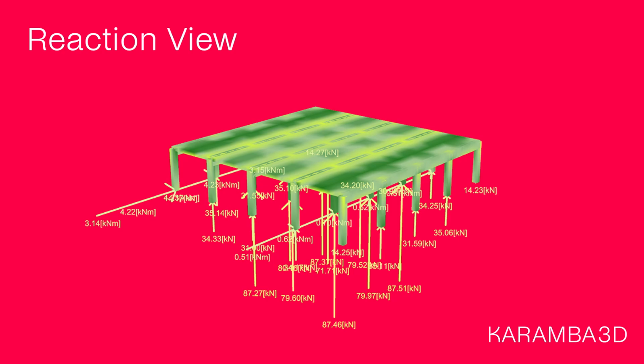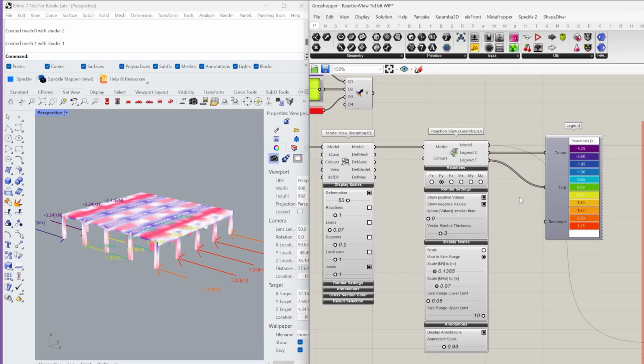I'll be walking you through the ReactionView component, which is now available with Karamba version 3. The example I'll be using can be found in the local example folders. So if you check out the Karamba tab and then go to Help, Examples, Local Examples, you can find it within the result folder. A video explaining how to set up the model is available on our channel. The link to that will be in the description below.